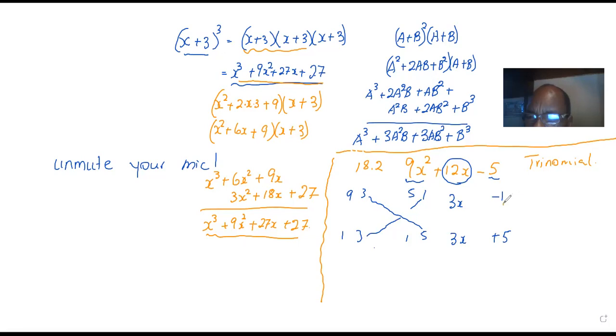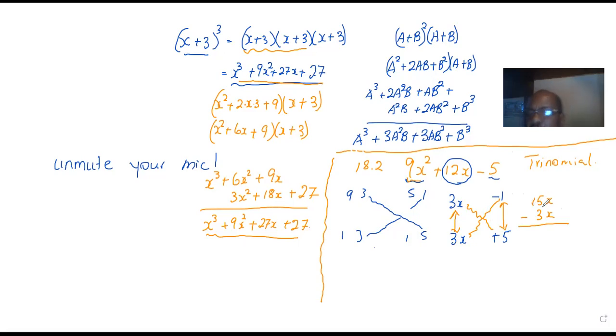If I multiply this and that, the answer is minus 5, the last term. If I multiply this and that, I get the first term. Now, if I multiply that by that, I'll get 15x. But if I multiply this by that, I'll get negative 3x. The signs are not the same. This is positive, this is negative.